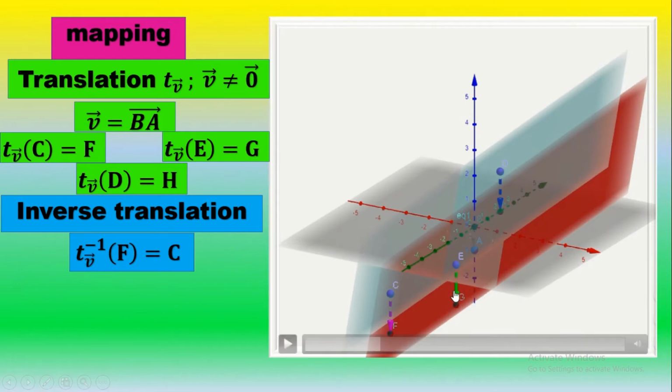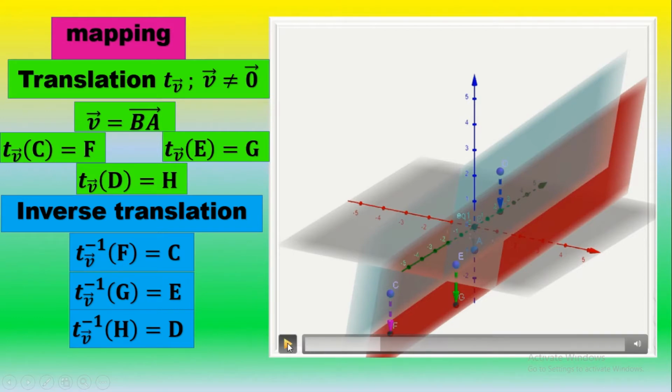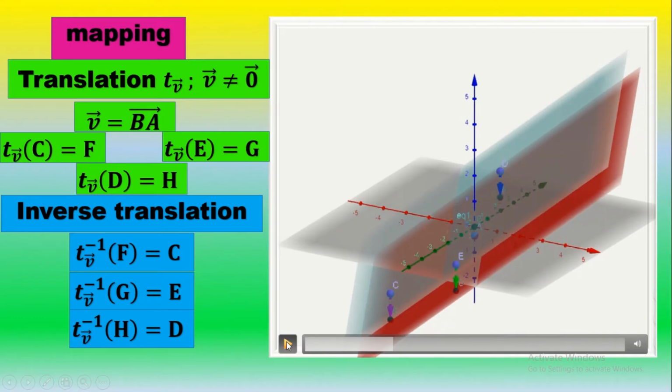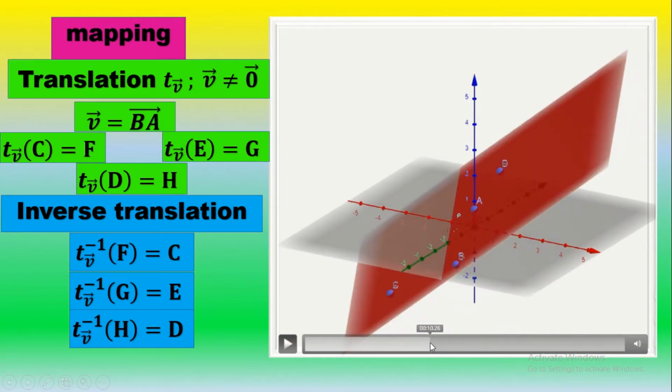Here also, what point gave us G under this translation? Isn't it the point E? So we can say that T minus 1 of G is E, sure, under the translation by the vector V. The same here, what point gave us the image H? Isn't it D? So we can say that T minus 1 of H equals D. Note something more. The more this vector of translation approaches 0, the more we can say there is no translation. Here the plane remained the same.